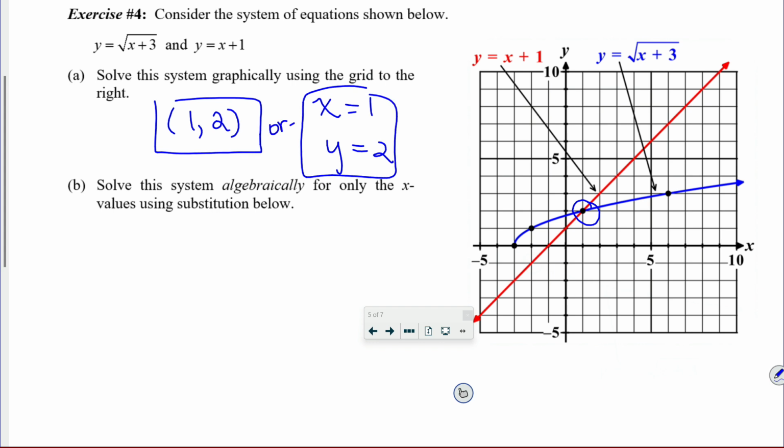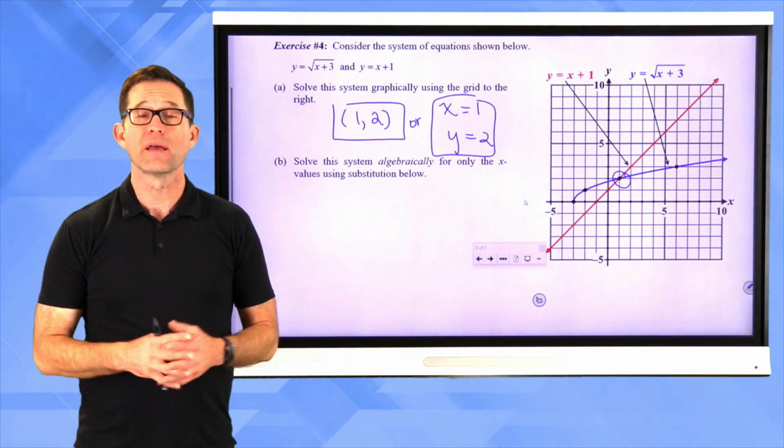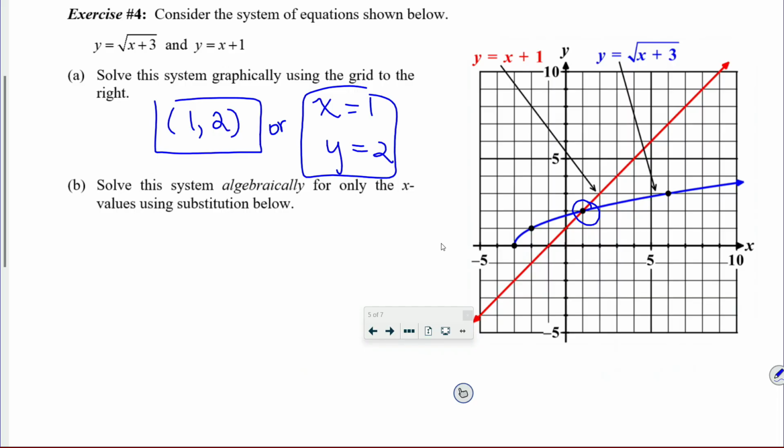Right, or you don't need to have them both, right? Either 1, 2 or x equals 1, y equals 2. Either way. All right, now let's take a look at letter B. Solve this system algebraically for only the x values using substitution below.